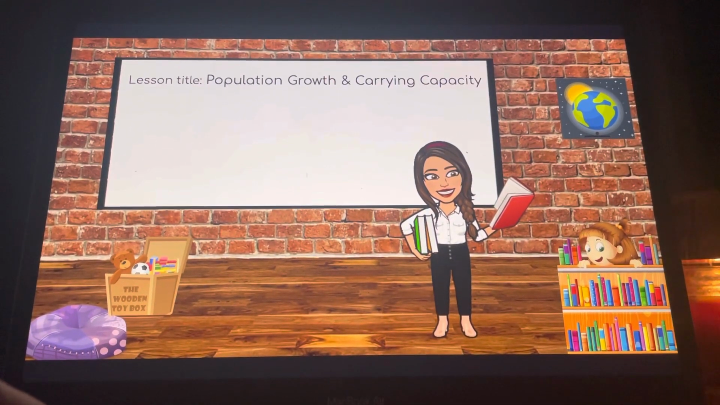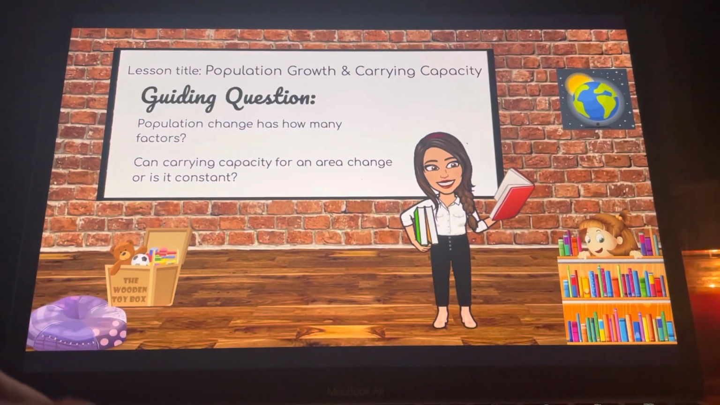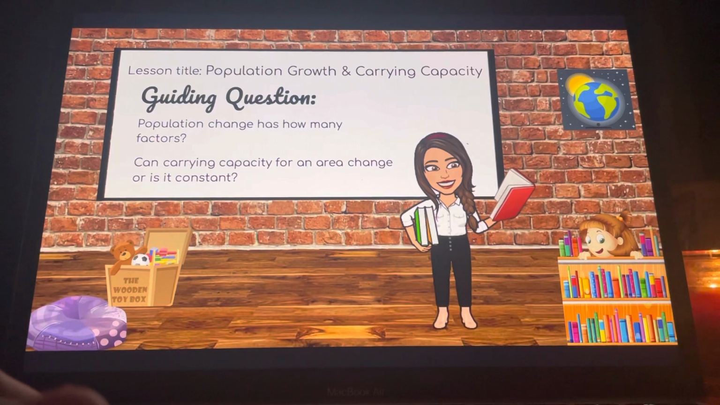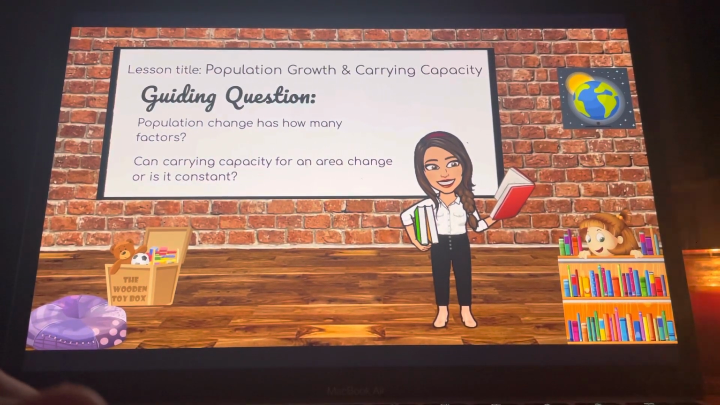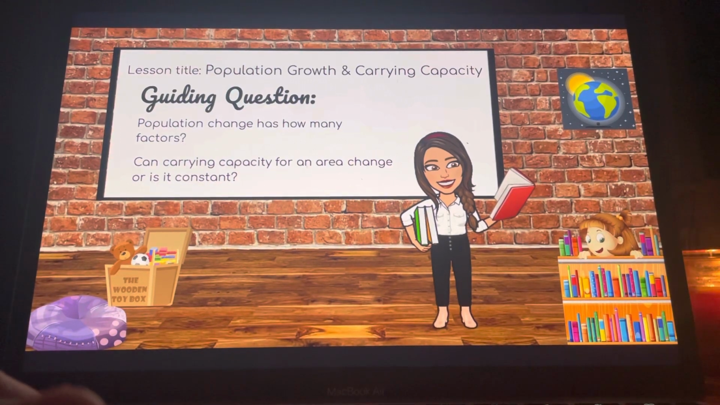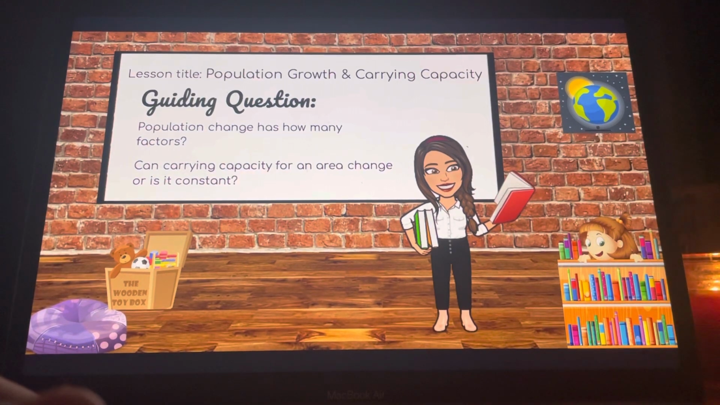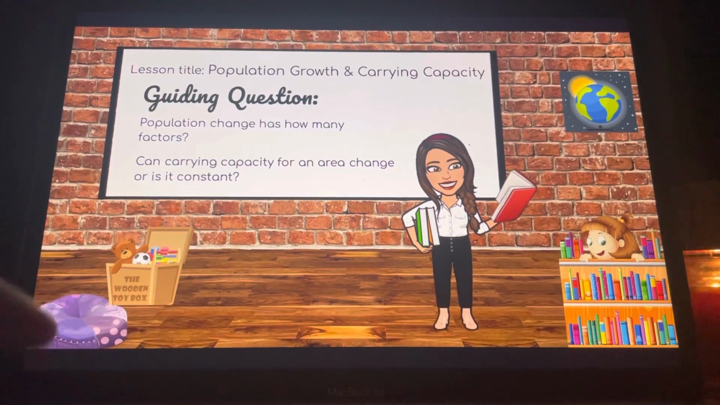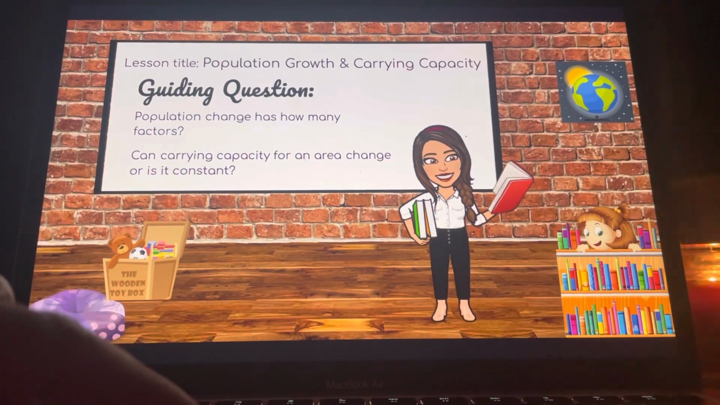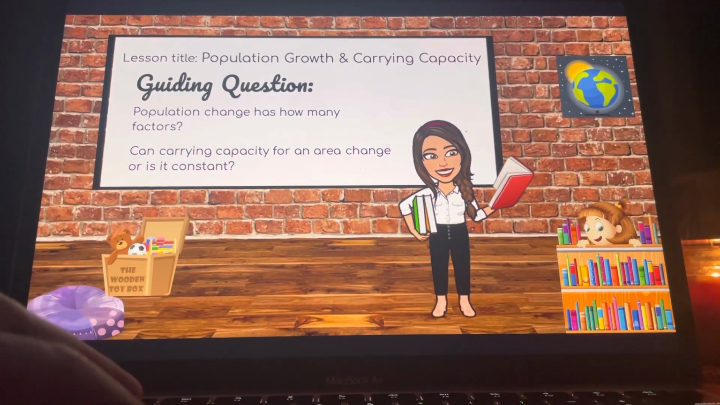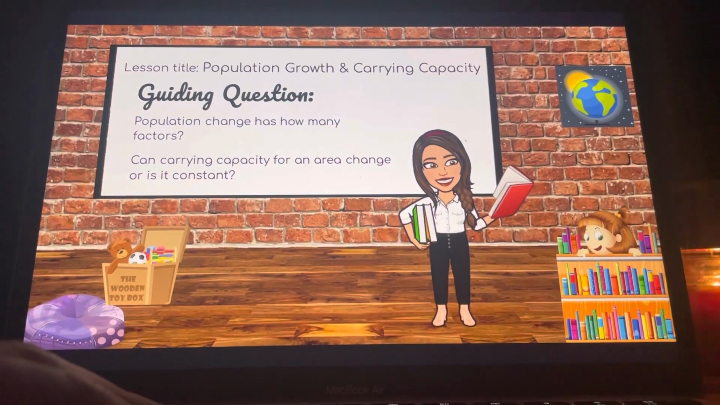Our guiding questions for today are actually two different questions, and you're going to want to go ahead and write these two down because in between the lesson, you're going to need to be able to refer back to them and answer them. For our first question, we have: population change has how many factors? And for carrying capacity, we have: can carrying capacity for an area change or is it constant?